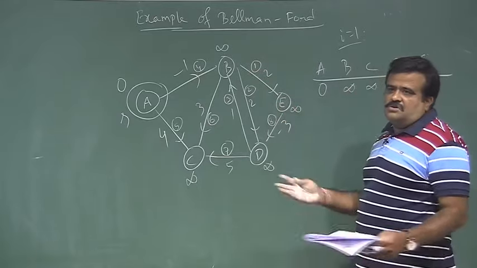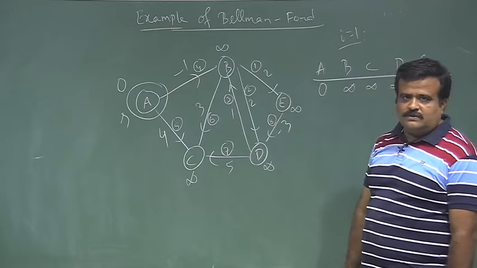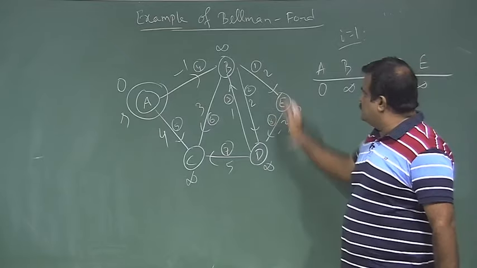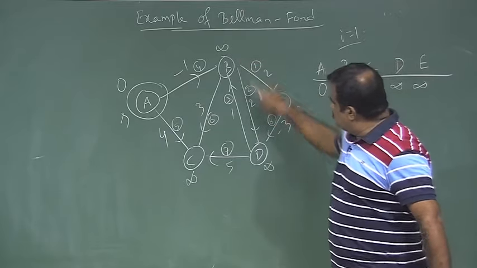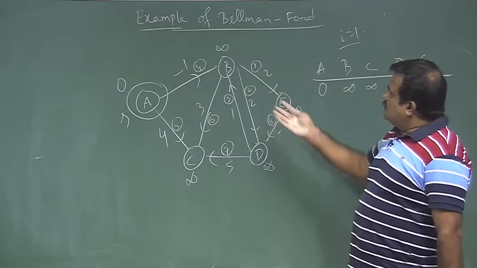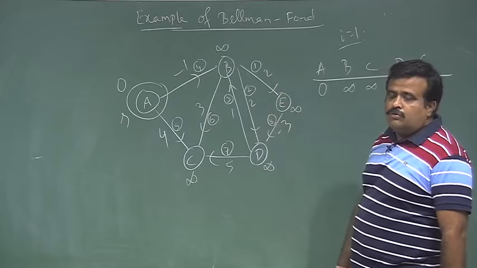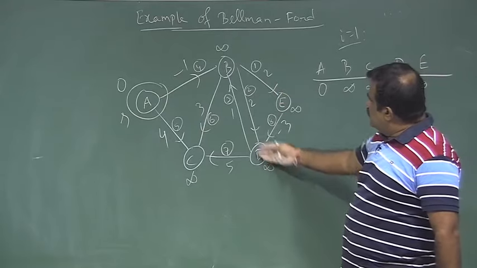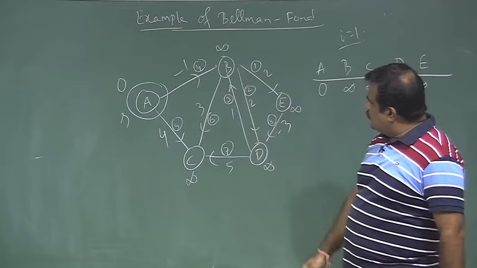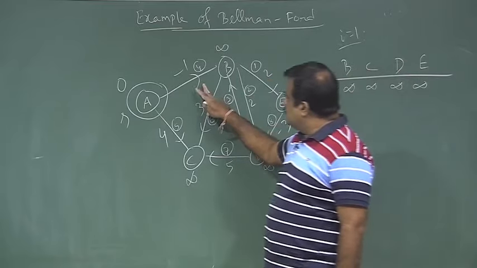Now both are infinity, so no relaxation is possible. There is nothing changed for edge number 1. Edge number 2 also, this is infinity, this is infinity, so no relaxation is possible for this vertex. Edge number 3, same, no relaxation. Edge number 4 is this.